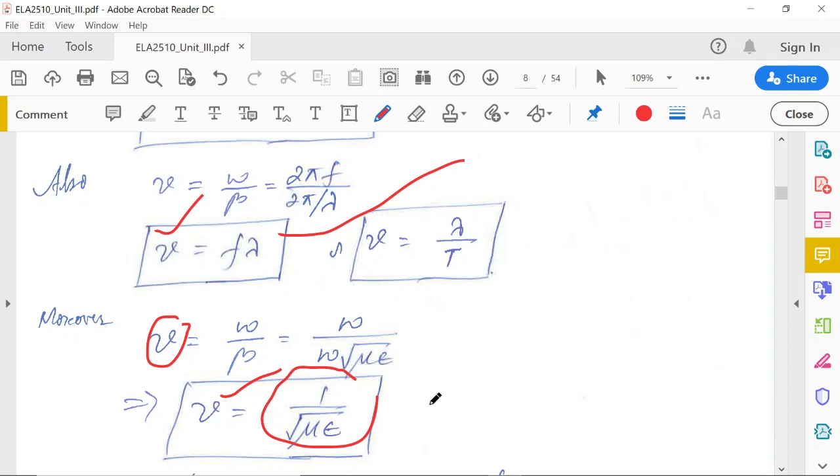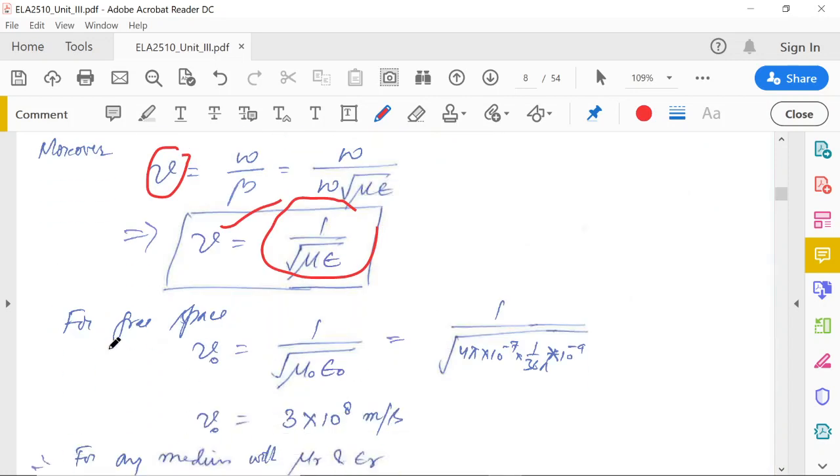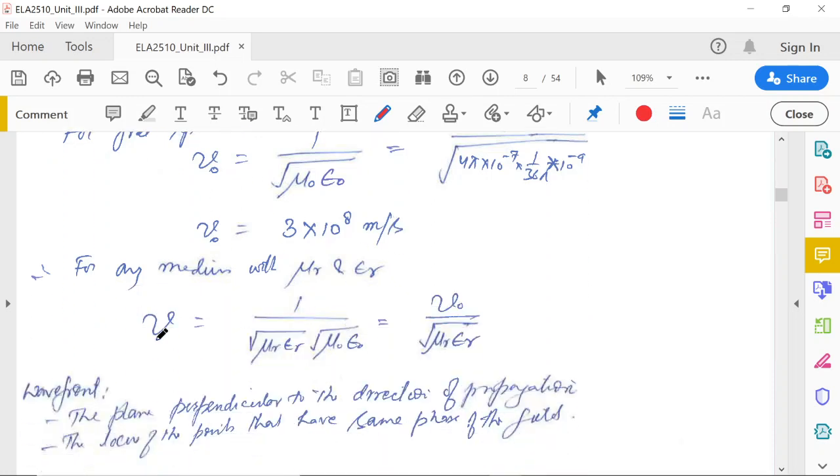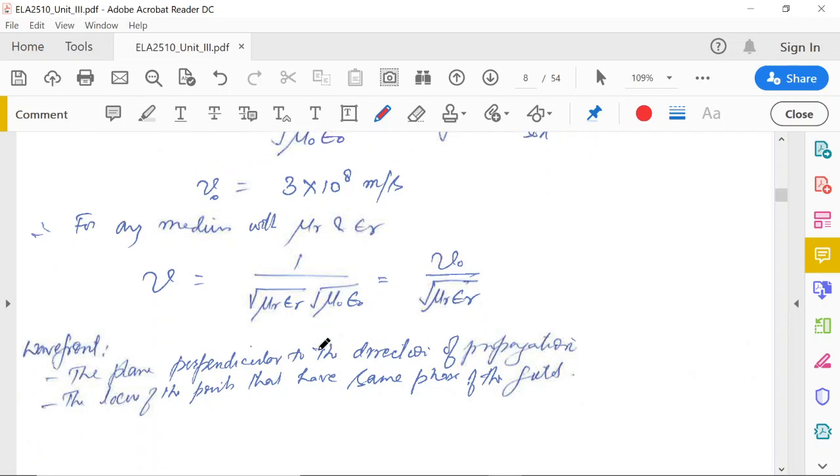Okay. So for free space, this is v naught, which we sometimes call v naught equals 3 into 10 to the power 8 meter per second. So v comes out to be this one. When the medium is other than free space, then you can write v in terms of mu r and epsilon r. So v equals v naught over under root mu r epsilon r.